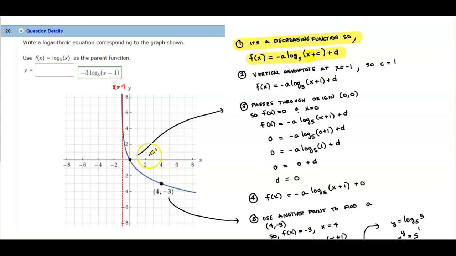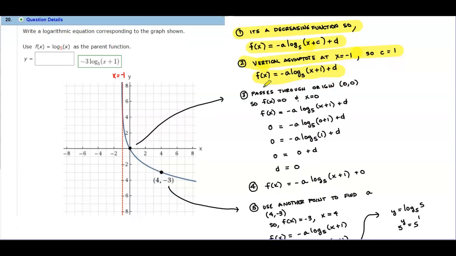Okay, and then the first thing you want to do is look at the graph and determine where the vertical asymptote is. So you can see how it's leveling off here. So the vertical asymptote is located at x equals negative 1. So that tells us that c is going to equal 1. So far we have f of x is equal to negative a times the log of base 5 of x plus 1, plus d.